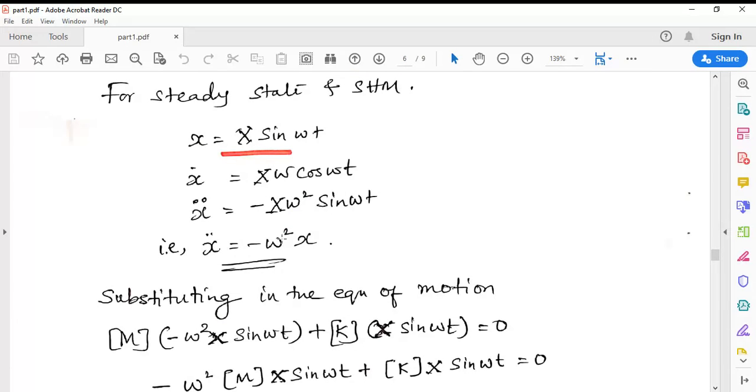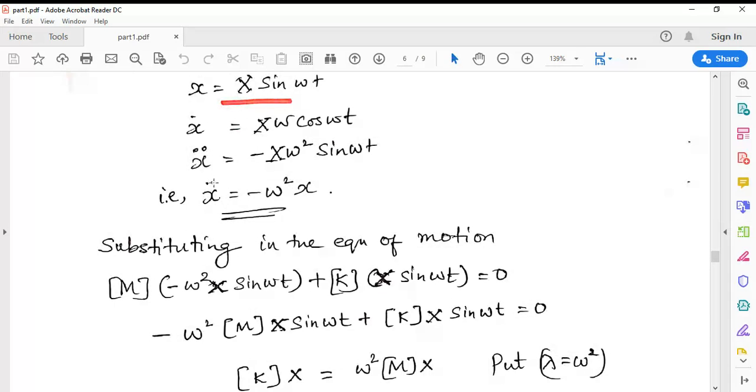Now, if you want to solve this, typically we'll assume simple harmonic motion. To start with, x is X sine omega t. Take the derivative of it, x dot, and you will get this expression, just differentiation of x with respect to time t. Then differentiate again and you get x double dot, the acceleration component. With mass, we call it the inertia component.